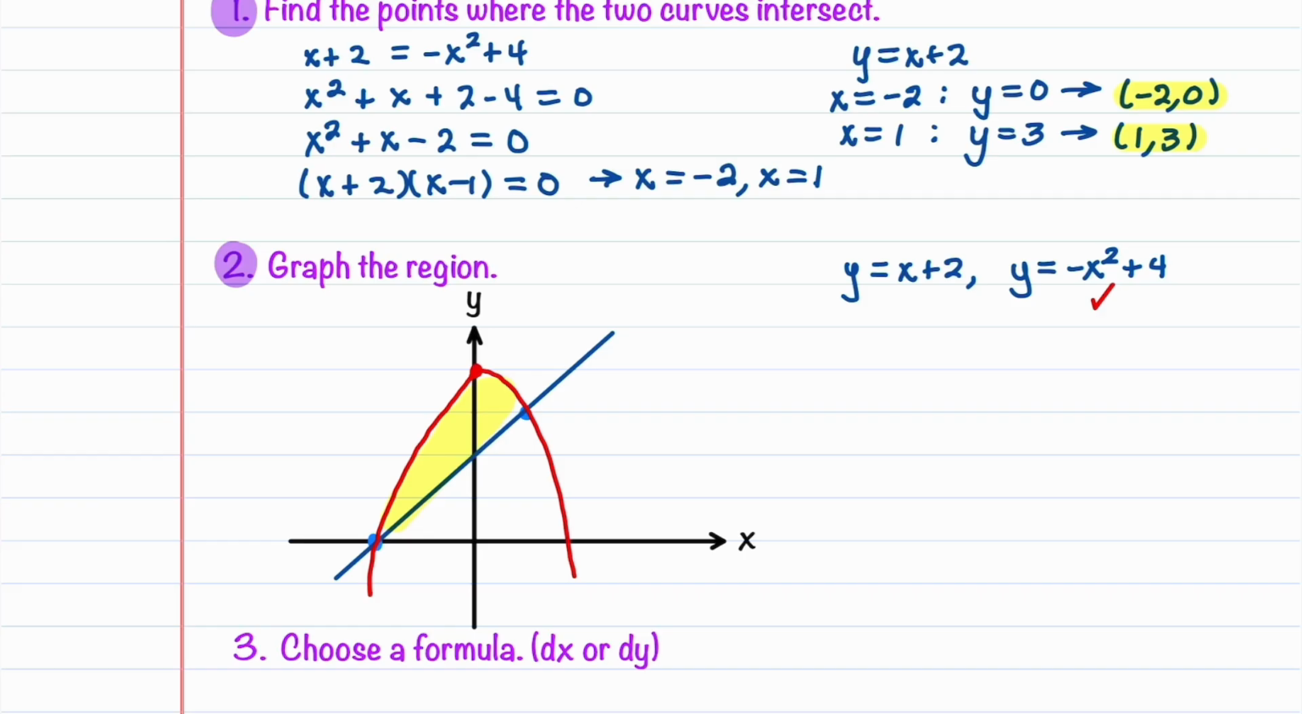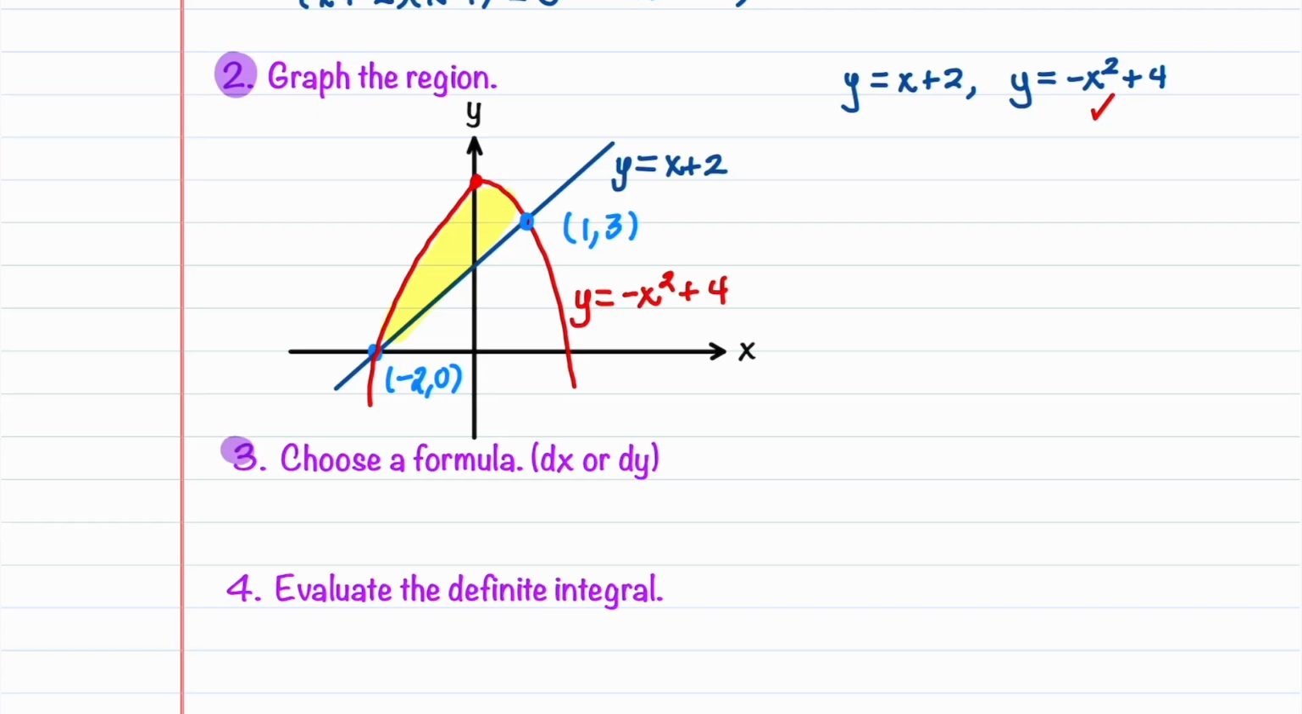Let's go ahead and put some labels on our graph. We'll label our intersection points. This point down here is -2, 0, and this point up here is the point 1, 3. Our line is the graph y is equal to x plus 2, and our parabola is y is equal to minus x squared plus 4. It really helps to label the graphs when we go to set up our integral.